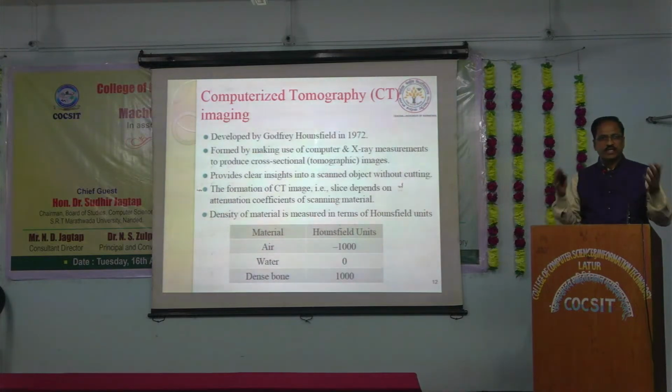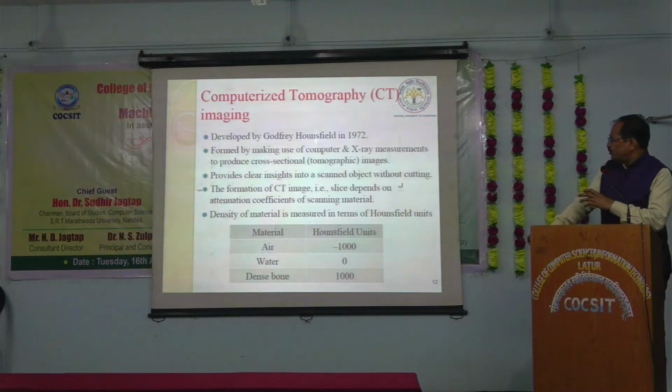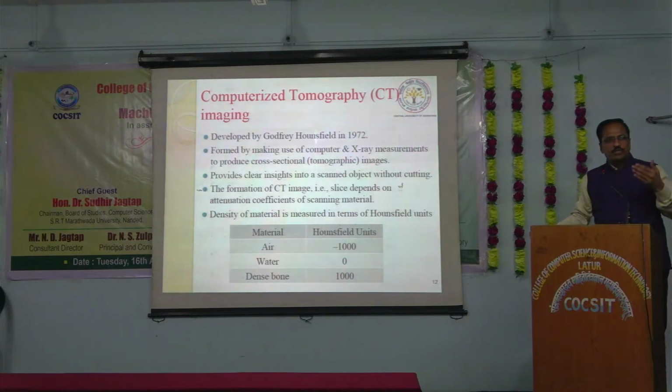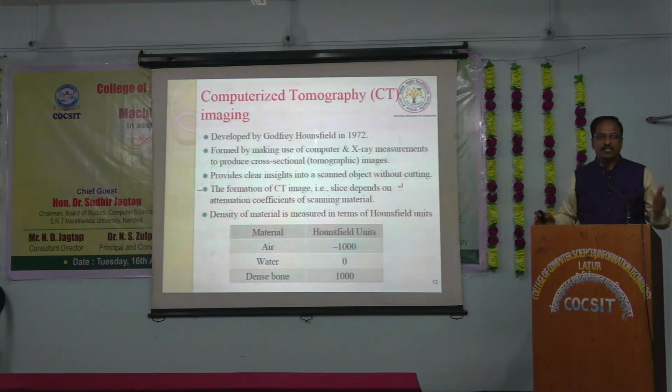You must have seen the CT scan and MRI everywhere. Both work on a similar structure, but CT scan works on X-rays, whereas MRI works on magnetic waves. MRI is magnetic resonance imaging. It provides a clear insight into the scanned object without cutting. So the CT scan generates a three-dimensional view.